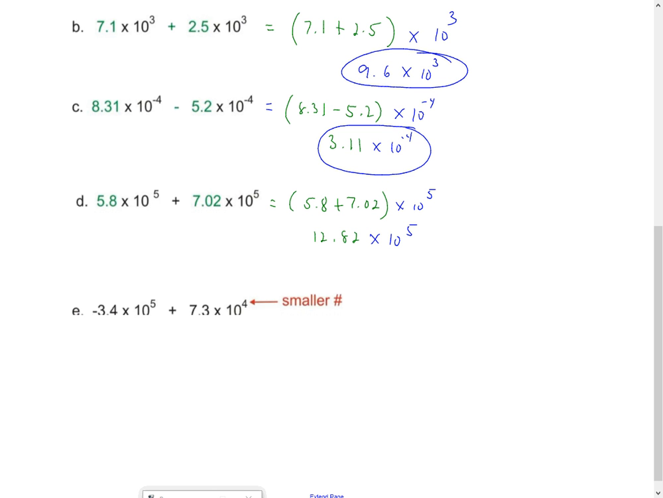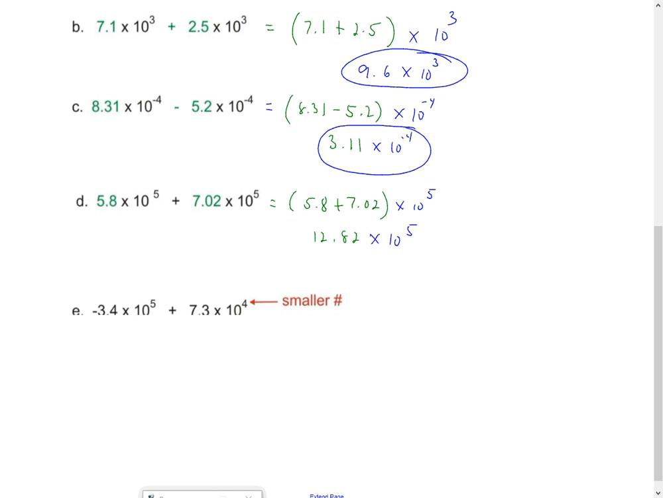How come we're not done on this one? Juliana? Yeah, your front number has to be a 1 through 9. In other words, it has to be a number and then the decimal point. And we don't have that. We have 12.82. Now, by the way, this is true. The number's correct. It's just not in the correct form. You just don't leave it in that form. 12.82 times 10 to the fifth is the correct adding of those two numbers. It's just not in the proper form.